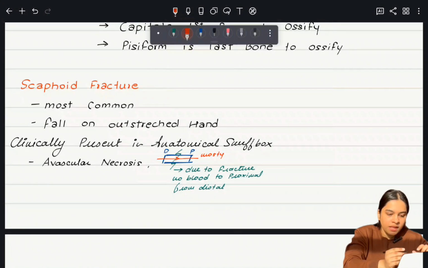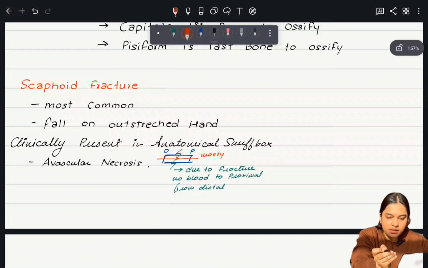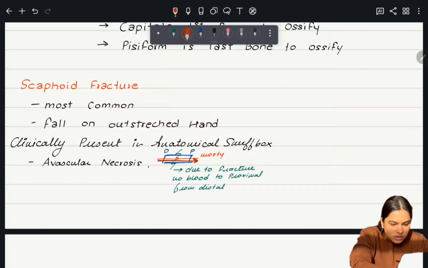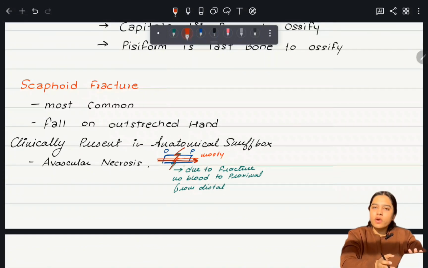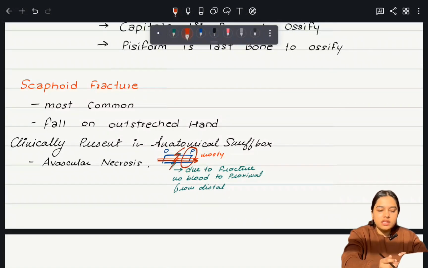avascular necrosis. You have basically all your blood supply vessels passing from the distal to the proximal part. So this distal to proximal supply gets damaged, due to which the blood supply to the proximal part is low, because some blood supply does occur from the proximal to distal, but majorly it is from distal to proximal. So there is low blood supply or no blood supply to the proximal part.